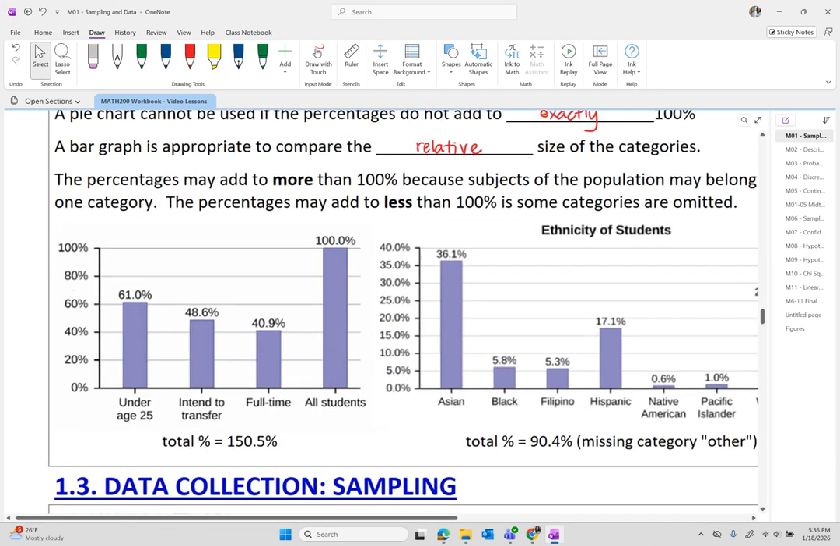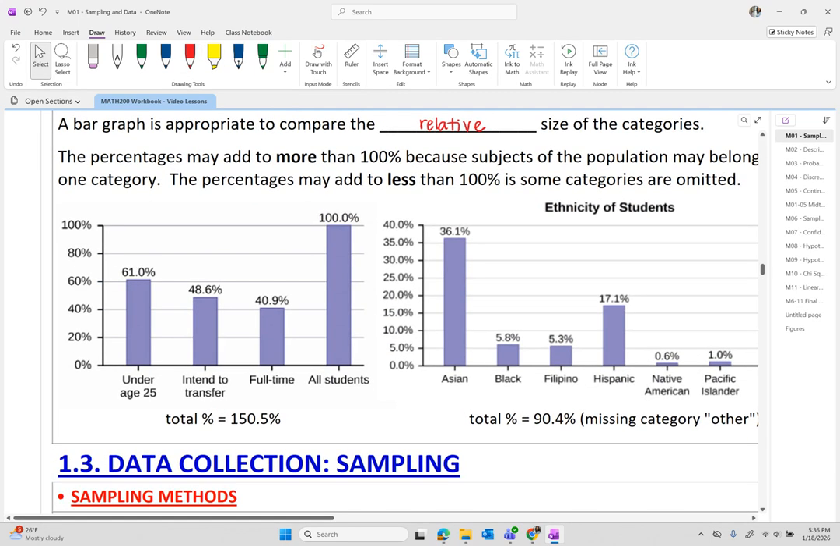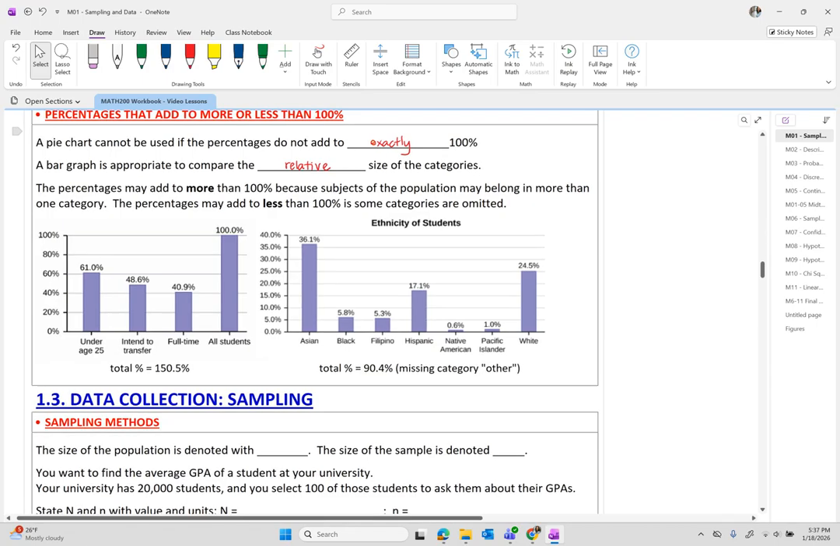So, for example, if we have the students in the college and we ask them, are you under 25? And 61% say yes. Do you intend to transfer? And 48.6% say yes. And are you a full-time student? And 41% almost say yes. Then the total of these percentages is way more than 100. And the reason is that there could be students that belong in multiple categories. So later in this course, this will be depicted in the form of a Venn diagram. So it's going to look like this.